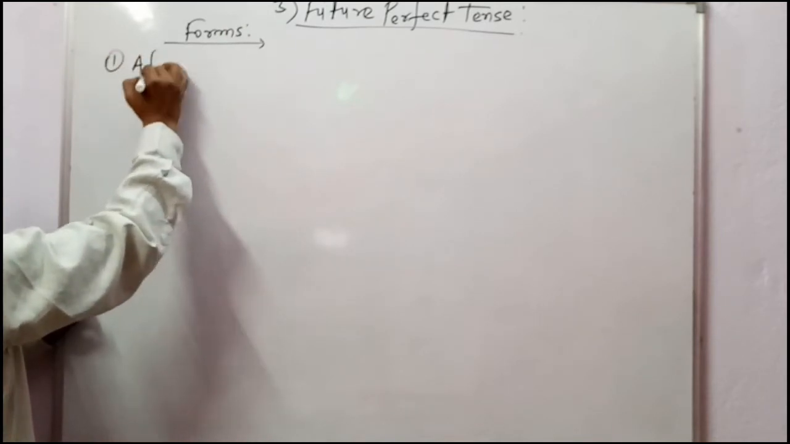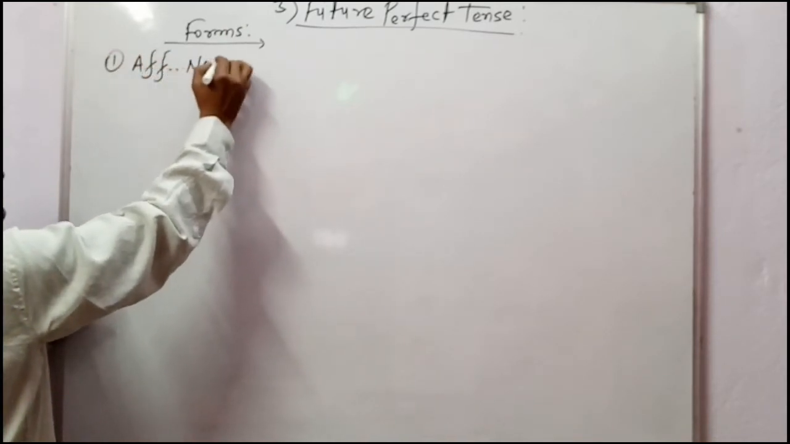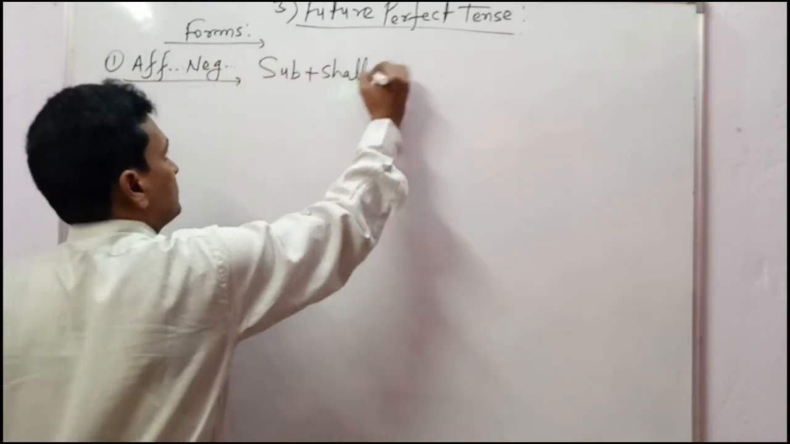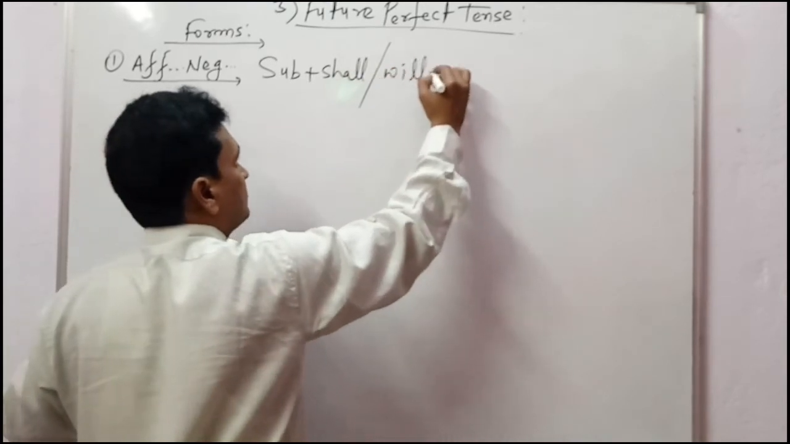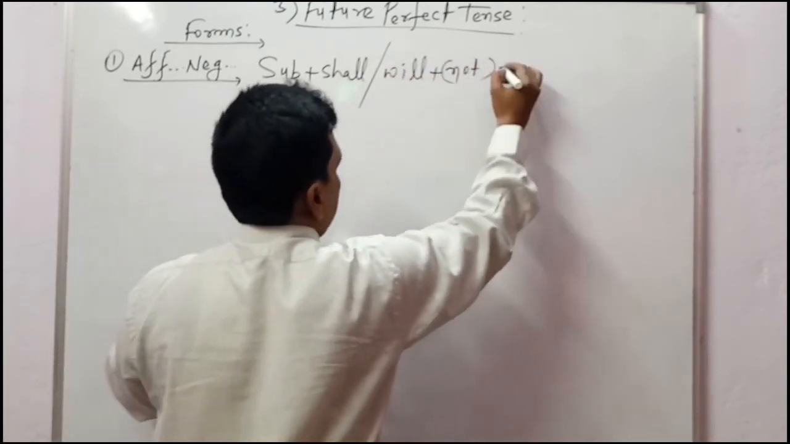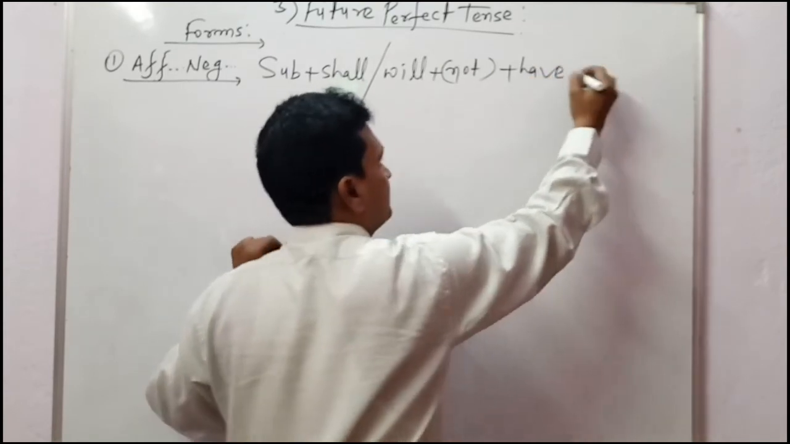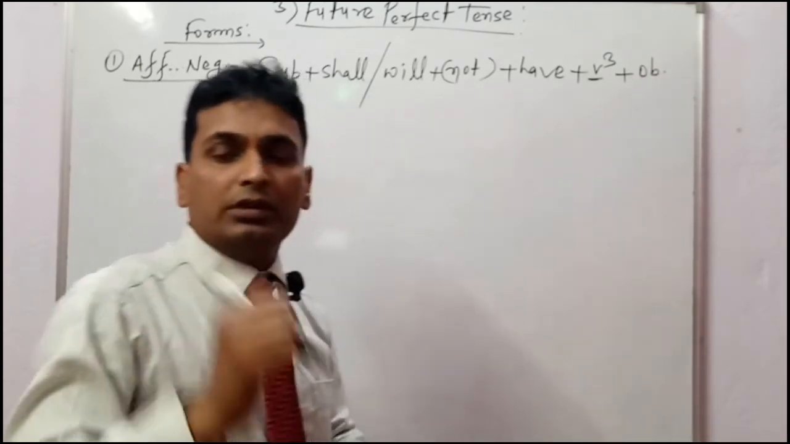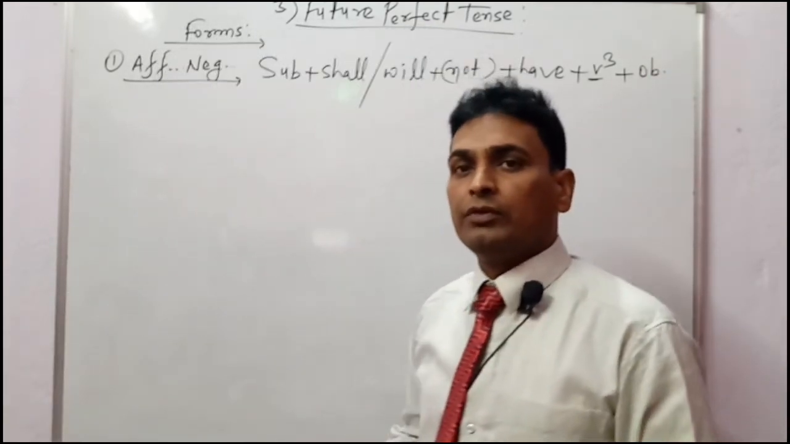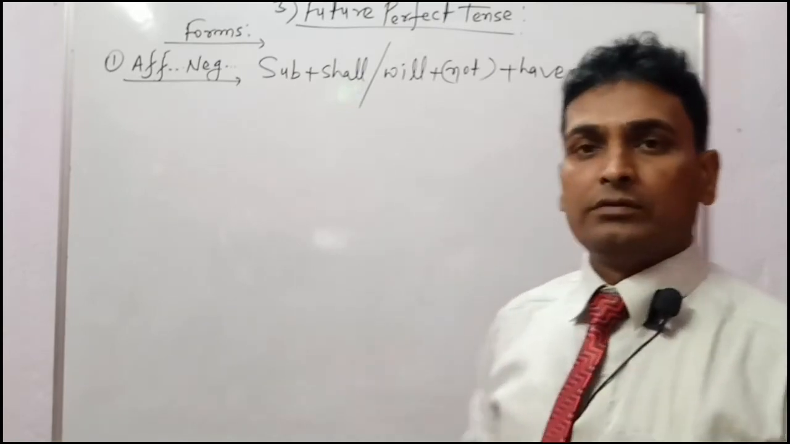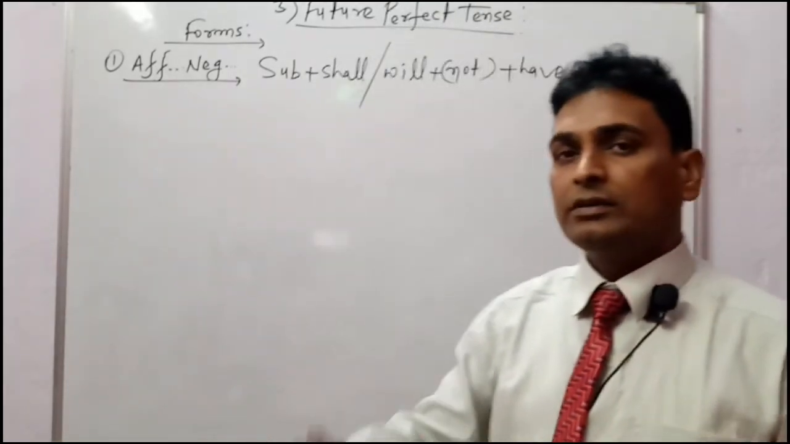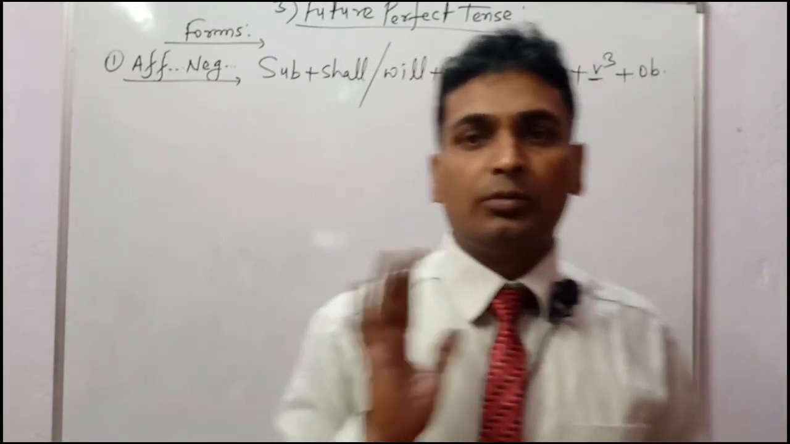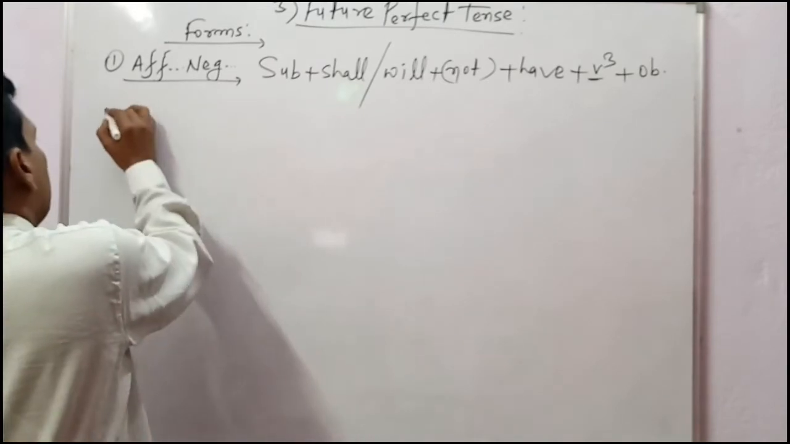Its affirmative and negative formula is subject plus shall/will plus (not) plus have, third form of the verb plus object. In all the perfect tenses, you have to go with the third form of the verb, right? Whether it would be present perfect, past perfect or future perfect, with all the perfect tenses, third form of the verb. Remember.